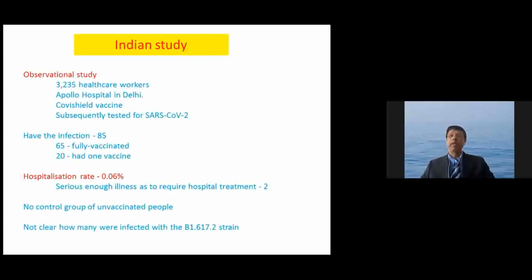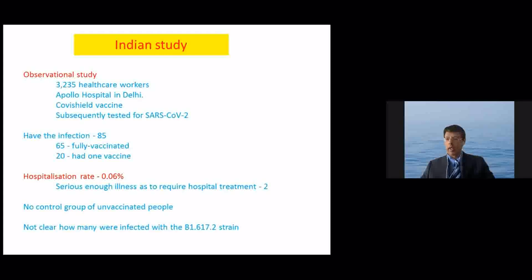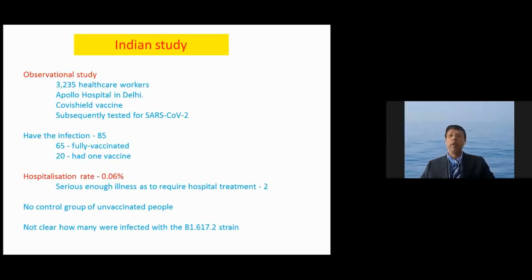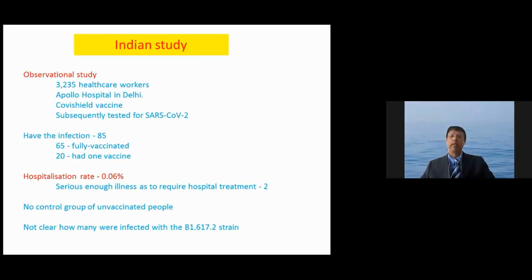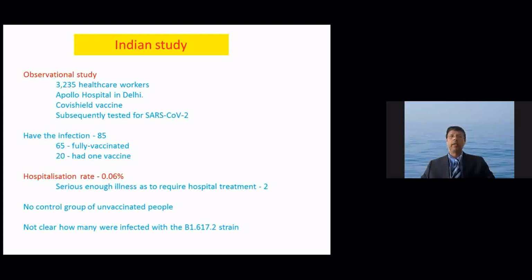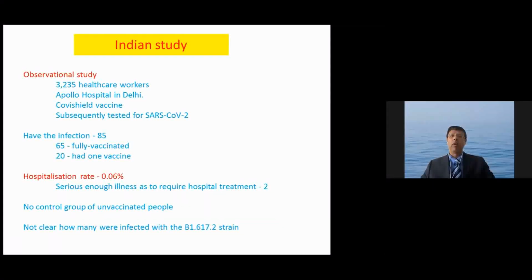There was also an observational study from Delhi where they looked at some healthcare workers who received the Covishield vaccine, and they were tested for SARS-CoV-2. 85% had the infection. 65 of those people had been fully vaccinated, but the important thing was hospitalization was very, very low in this group. And that is an important message to again highlight that vaccination reduces the severity of the condition, hospitalization, death, and ITU admission. There were some issues with the study because there was no control group, and we do not know how many of these healthcare workers got the Indian variant as the positive strain.